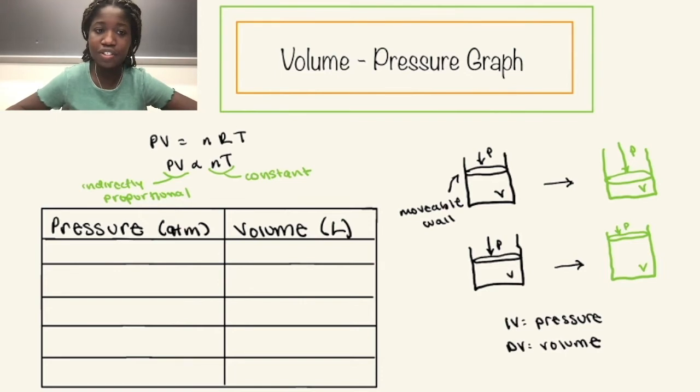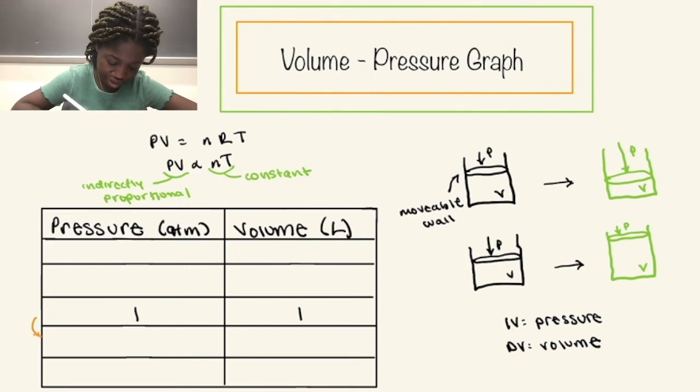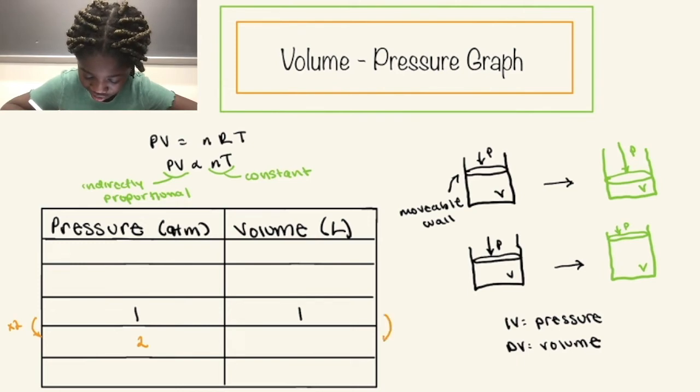Let's use this knowledge to fill out the table and get the data to make our graph. Let's say we're starting at 1 atmosphere of pressure with 1 liter of volume. Now say we decide to double the pressure, and now we're at 2 atmospheres. What will happen to the volume? Well, because they're inversely proportional to each other, the factor for pressure is the inverse factor for volume. So therefore, this is going to be multiplied by 1/2. And now we're at 1/2 liter.